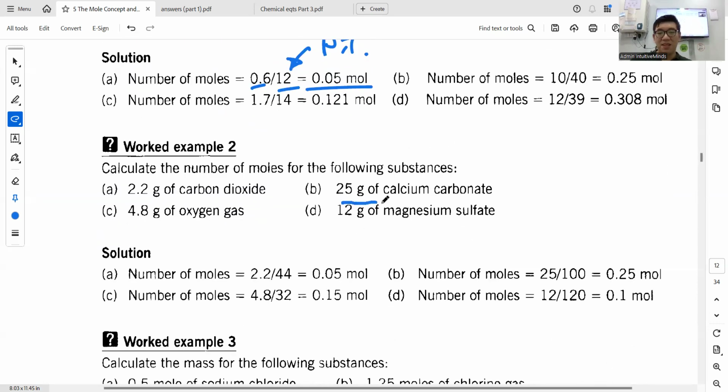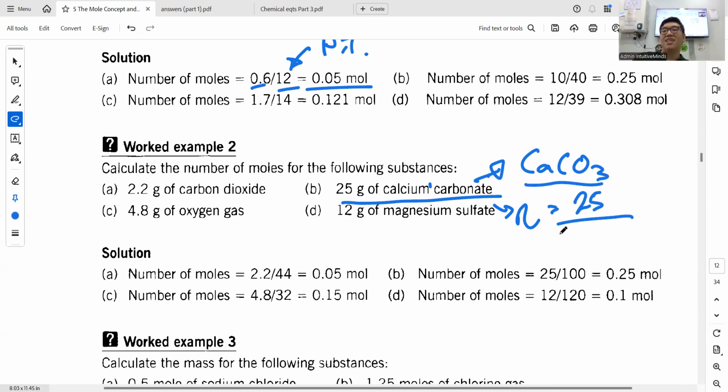Alright, let's do this one. So this one is a bit difficult. Why? Because calcium carbonate. Who can tell me? CO3. Now the whole thing. Oh, calcium carbonate. CaCO3. Yes. Something Samuel must know also. Samuel. Okay, so the number of moles of this would be 25 divided by all of this. So you got calcium is 40, carbon is 12, oxygen is 16, multiplied by 3. Okay, then you get the answer. That's why they have 100 here. Right?